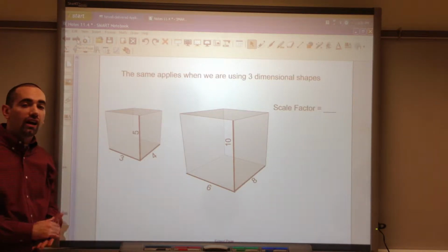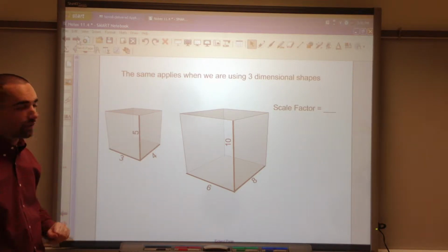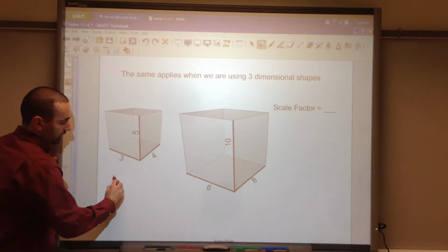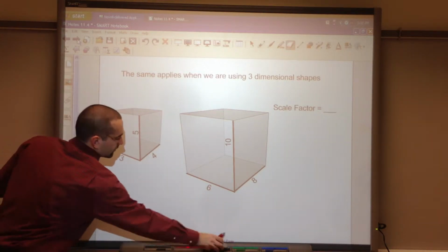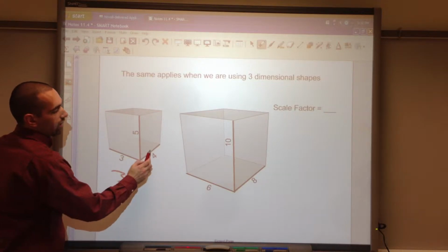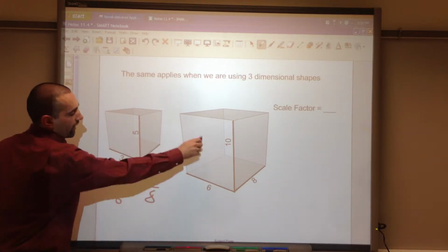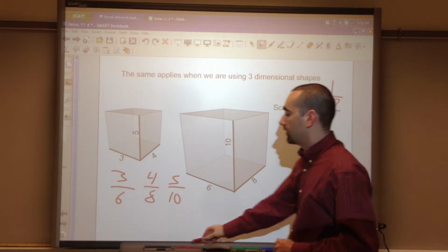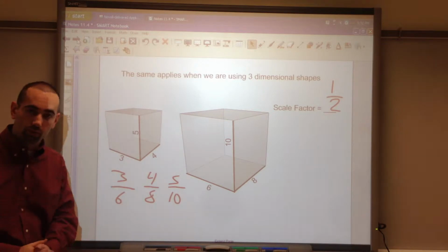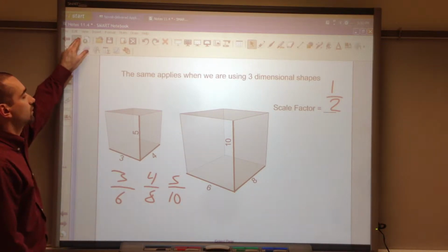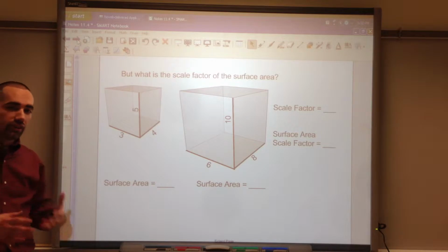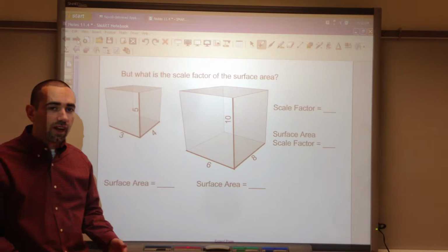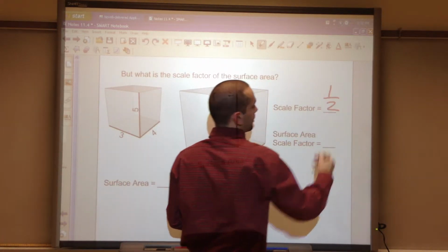This applies when we're dealing with three-dimensional shapes. These have a scale factor. I use the same numbers. Look, smallest over smallest, 3 over 6, 4 over 8, 5 over 10. These shapes have a scale factor of their sides of 1 over 2. But what's the scale factor of their surface area? Well, we know the scale factor of their sides is 1 over 2.